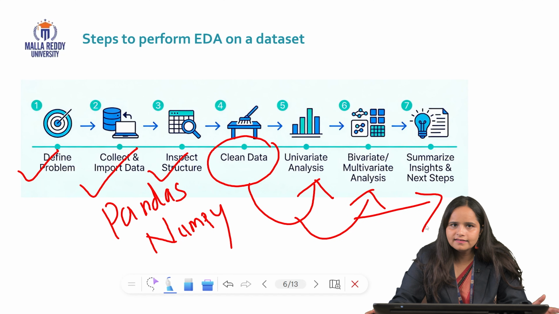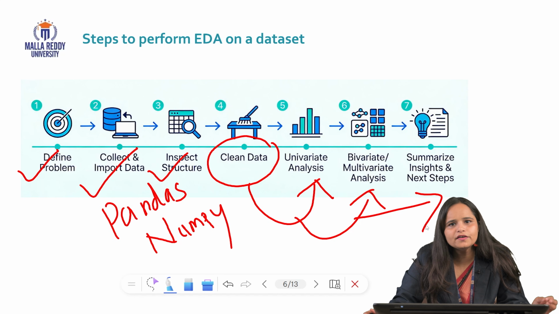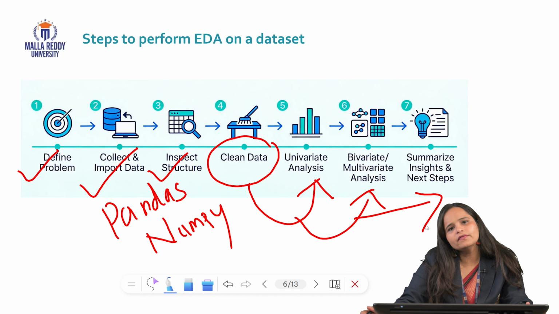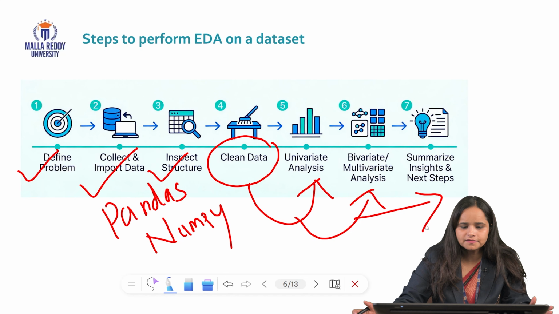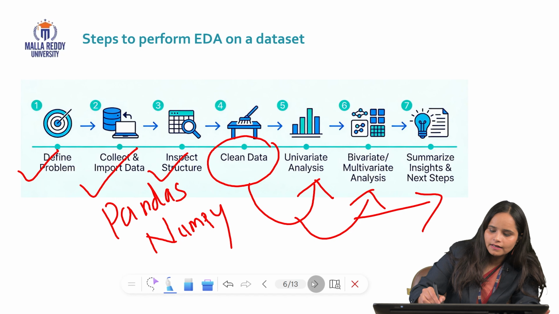In univariate analysis, as we have already discussed, we'll talk about the single variable and what insights we can get from that single variable. In bivariate analysis, we are going to check the relationship between multiple variables. Let me explain this process with the help of an example.